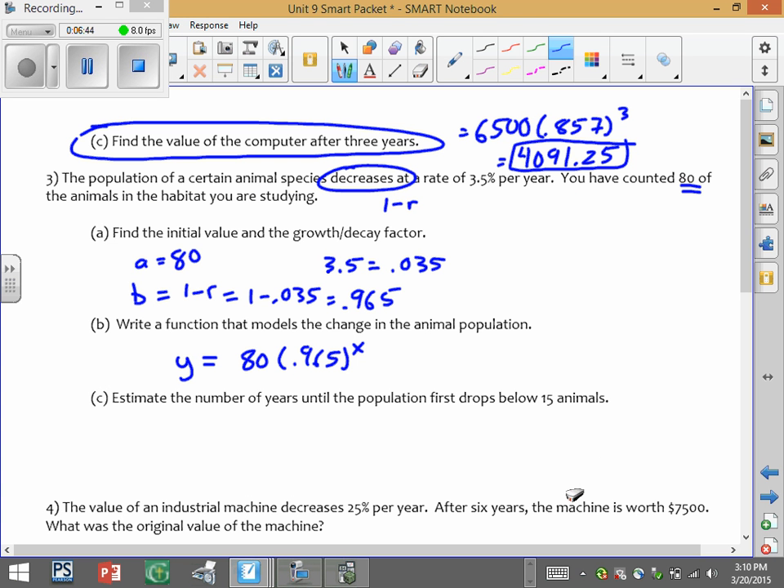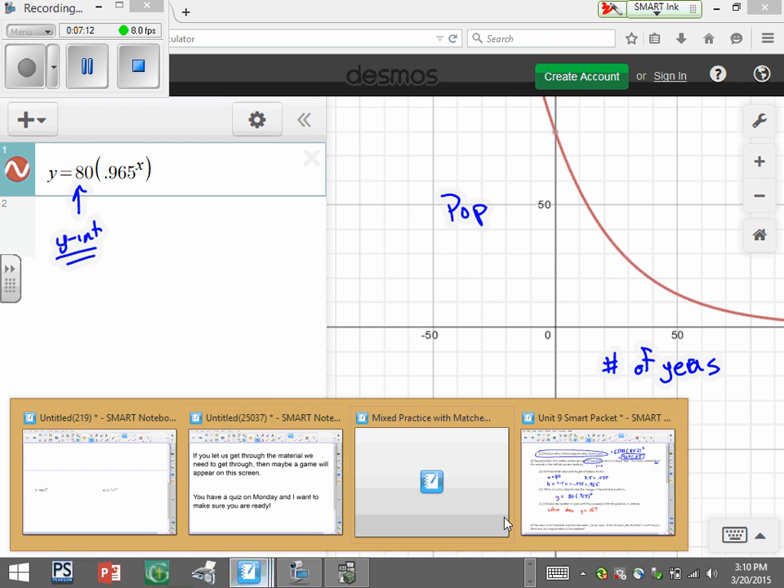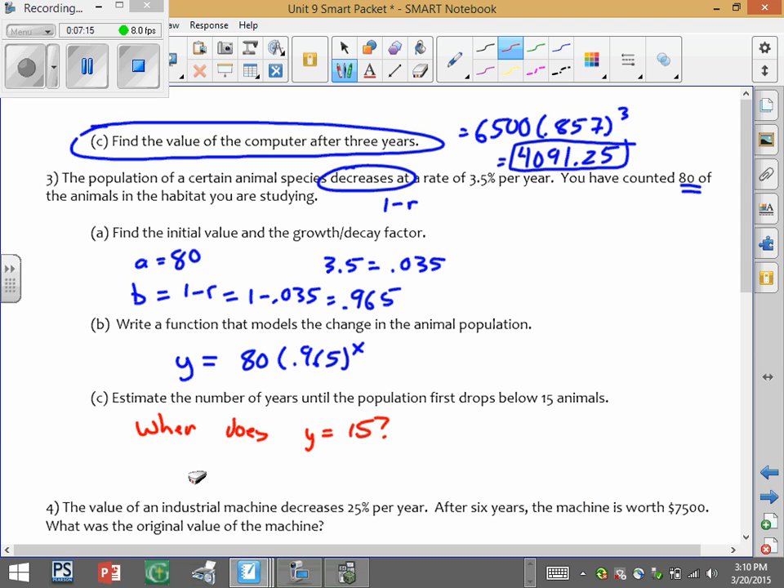So for us, we were looking for when does y equal 15? And when did we get to 15 animals? It looks like we got there in 47 years. So in about 47 years. So it took a while to get there. But that's a great application of using your Desmos.